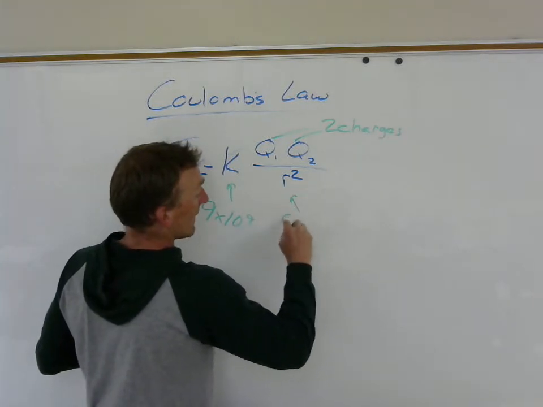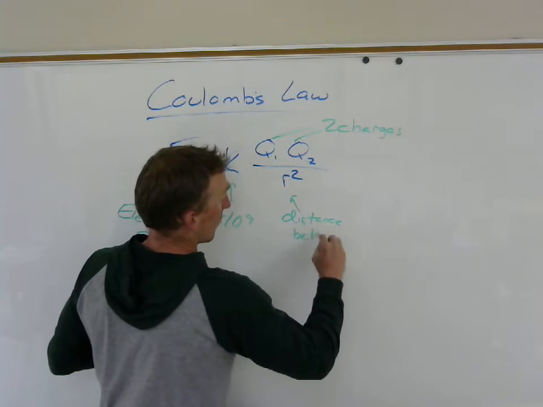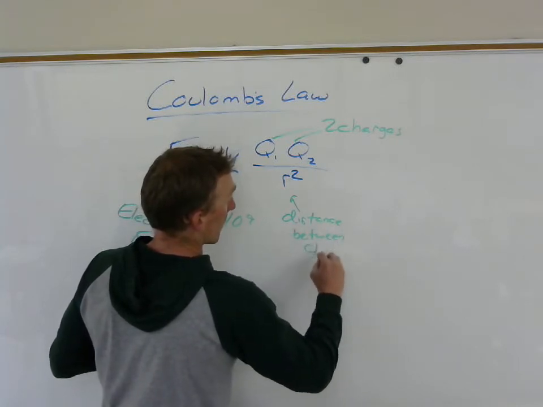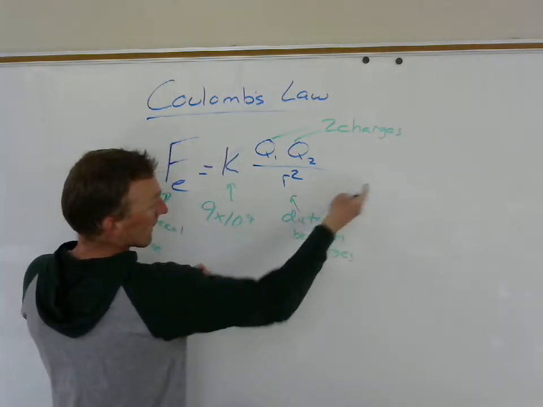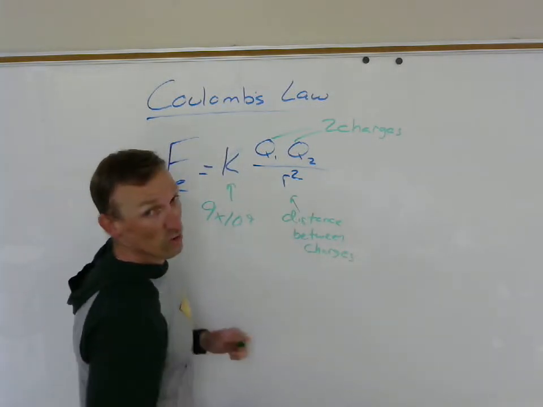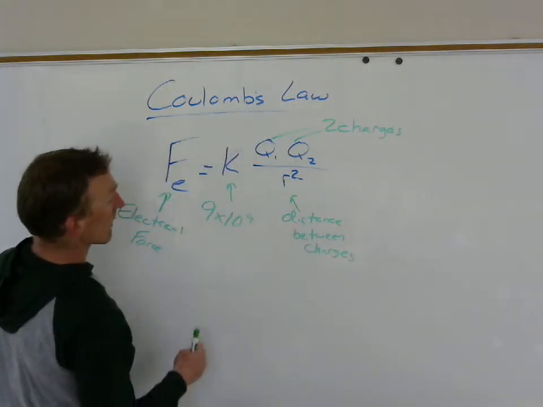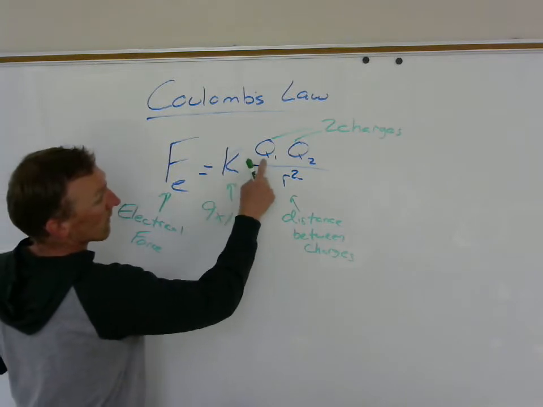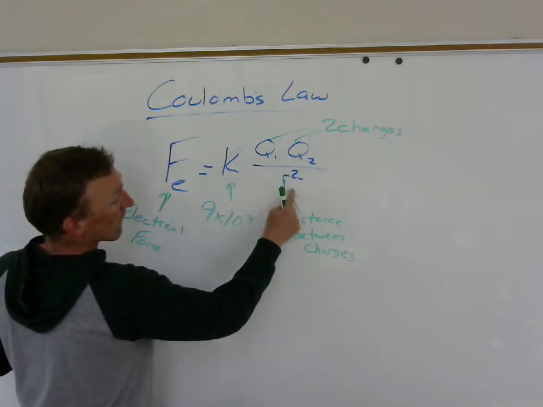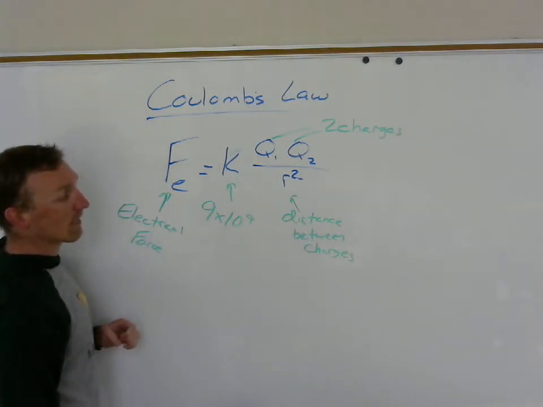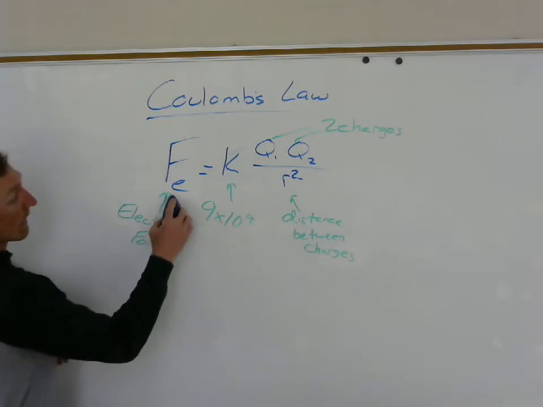And this R is the distance between charges. So we have two charges laid out. What's that distance? That's what R represents, and it's a squared value. So that's what all the different variables represent. The electrical force equals the constant times the charge of charge 1 times charge 2, divided by the distance between the charges squared.